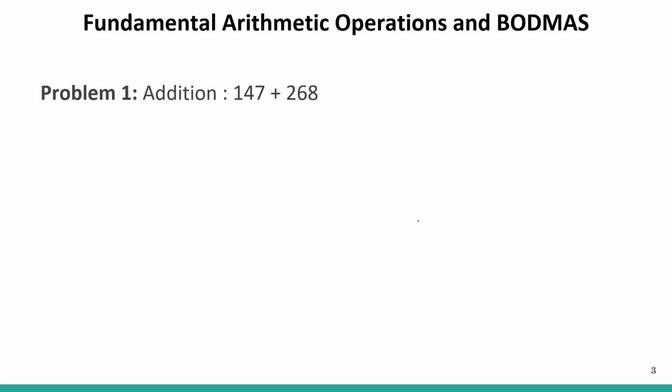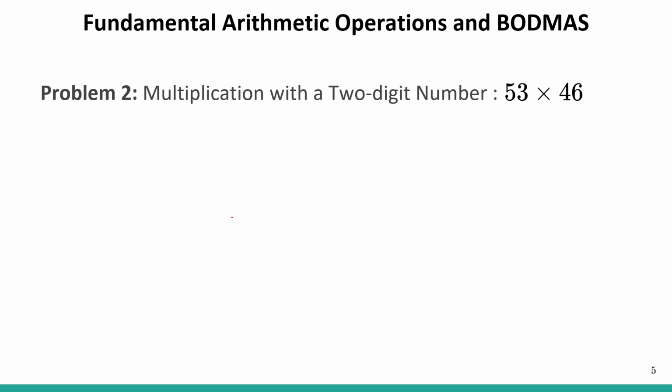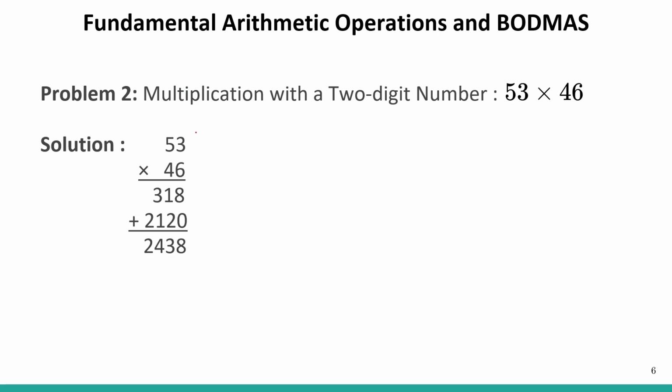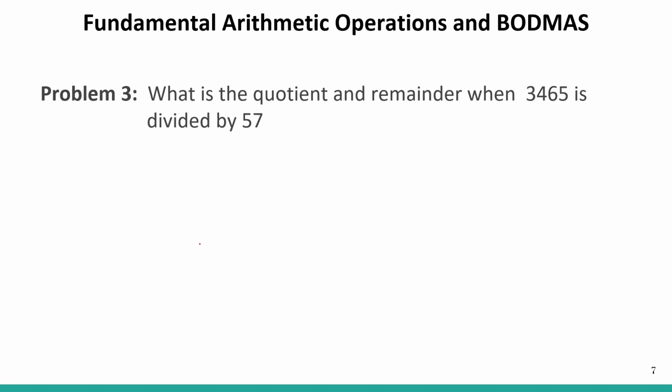So the first question is very easy. 147 plus 268, as you can see here, it will be 415. Very basic mathematics. The next question is also easy, that is 53 into 46. You can multiply down here. 53 into 46 and you got 2438.